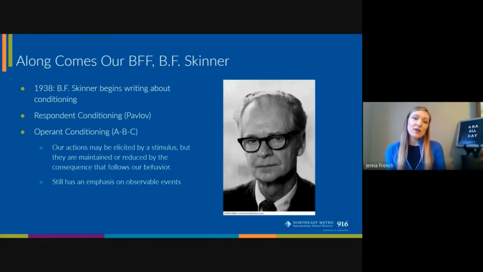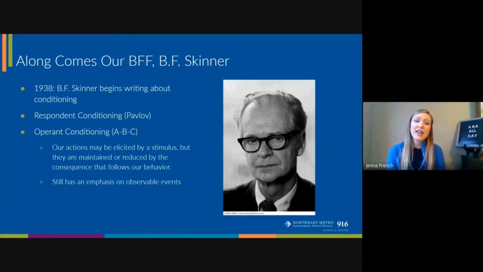And then along comes our BFF, B.F. Skinner. He's probably one of the most commonly talked about behaviorists. He made huge gains in the field. There are other people, obviously, who also helped to contribute to the field of behavior analysis, but Skinner is definitely one of the primary behaviorists that we talk about a lot, and that was very influential in our field.